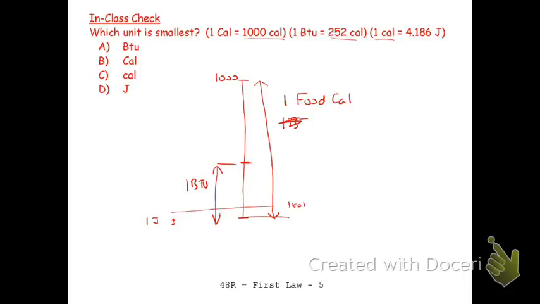So if I went in order, the joule would be the smallest, then I'd have the calorie, then I'd have the BTU, then I'd have the food calorie. Isn't that amazing? The food calorie is by far the biggest unit of energy, thermal energy that we use. It's huge. So the smallest unit would be the joule. Yeah. You don't need to know those numbers.